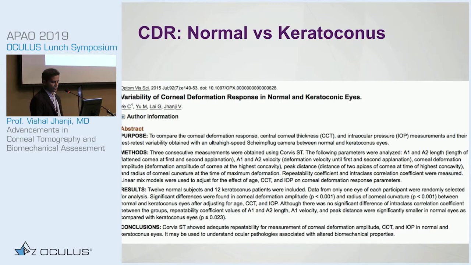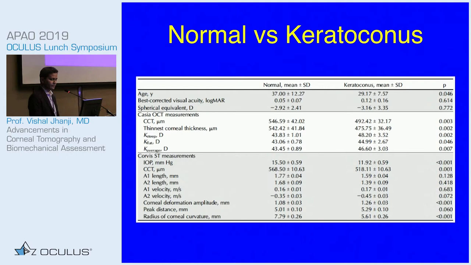So we looked at the repeatability of Corvis in normal eyes and in keratoconus eyes as well. We found that Corvis does very well in terms of repeatability and reproducibility in normal and keratoconus eyes. And there were significant differences between normal and keratoconus eyes in terms of corneal deformation response.